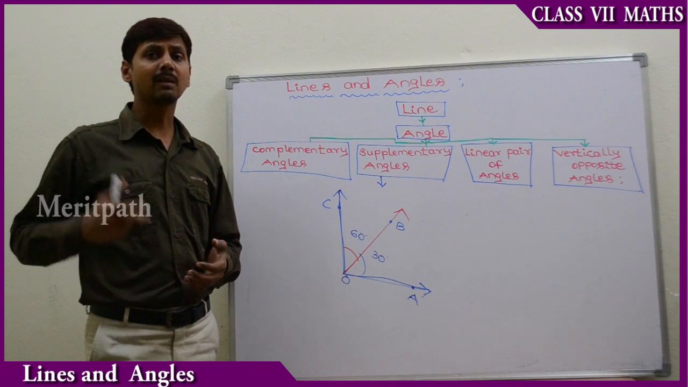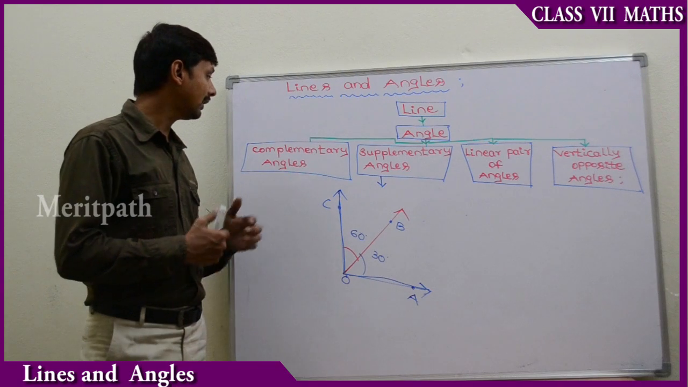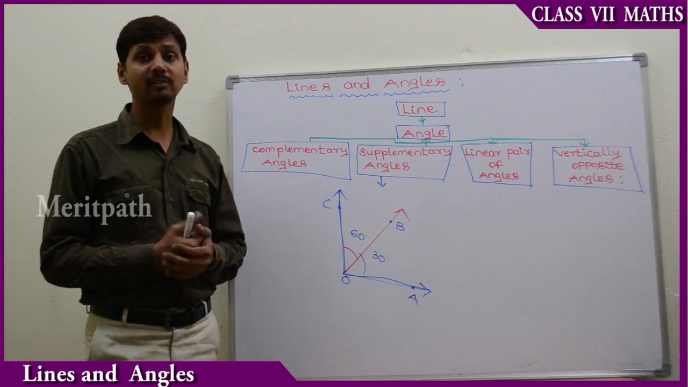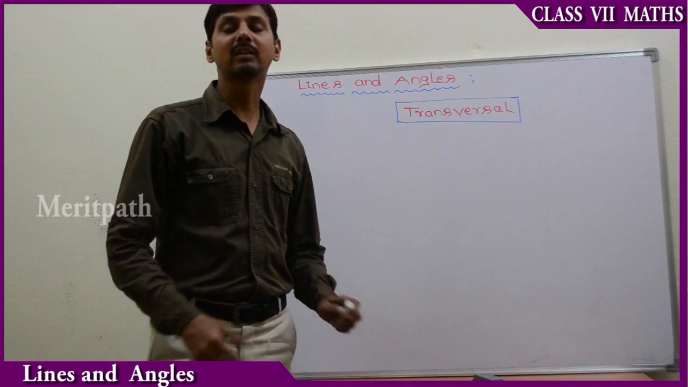And the sum of two angles is 90 degrees, and we call it complementary angles. Let's go to the next concept. Let's discuss the transversal.